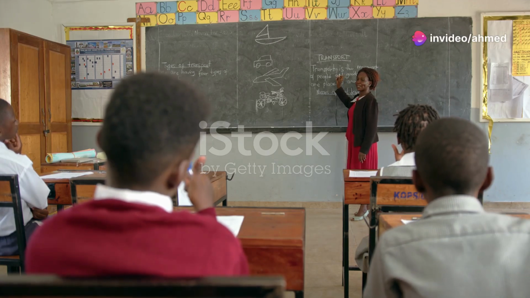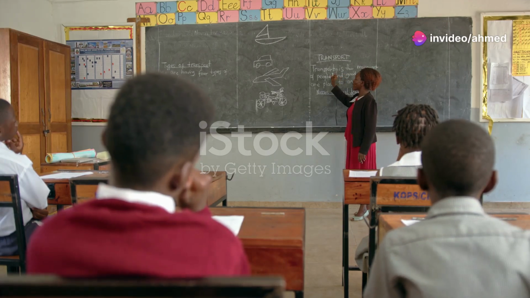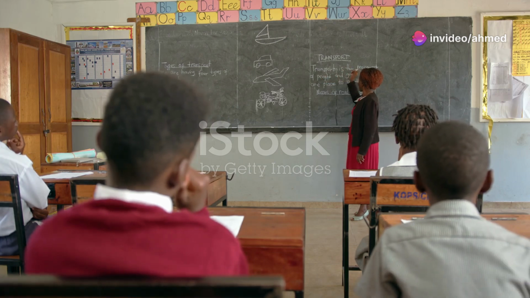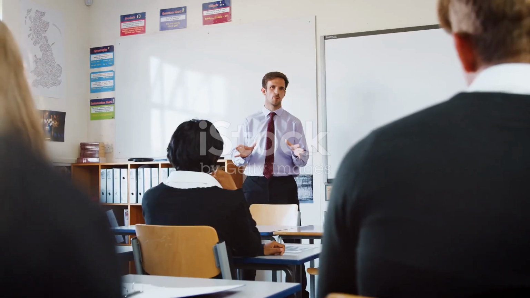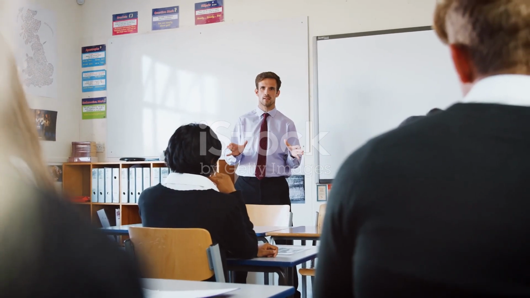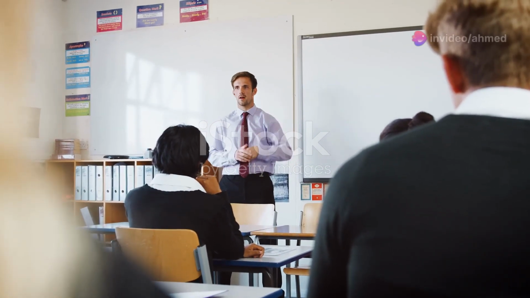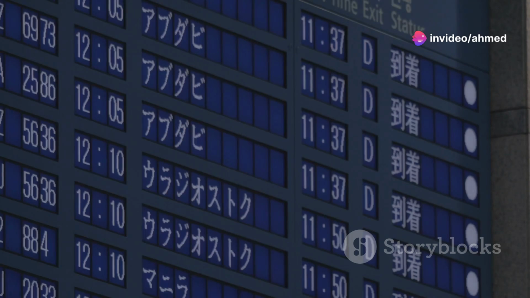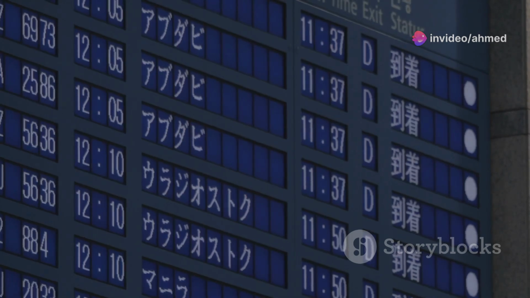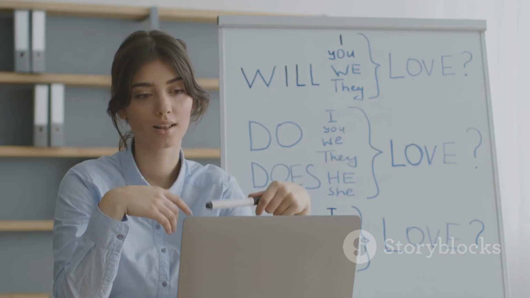Section 5. Timetable talk. Simple present for scheduled events. Our final stop is the simple present tense, which we can surprisingly use to talk about the future. This tense is used for events that are on a schedule or timetable, like train departures, movie showings, or class schedules.